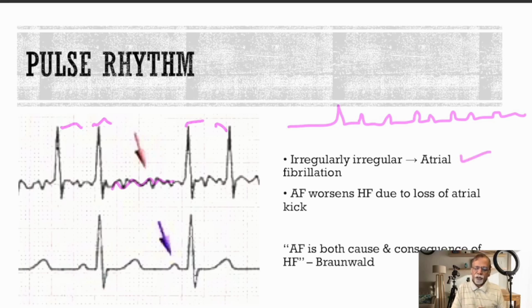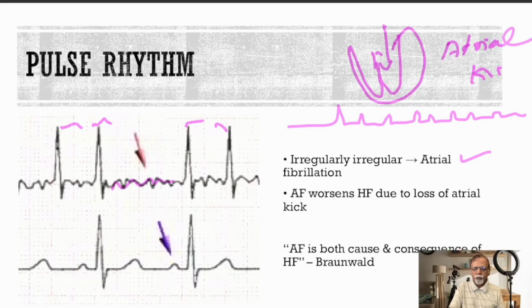Atrial fibrillation worsens heart failure. What's the reason? In the last third of diastole, ventricular filling is by the atrial kick. So atrial kick produces filling in the last part. This is lost, and this leads on to dysfunction. So atrial fibrillation worsens heart failure due to loss of the atrial kick.